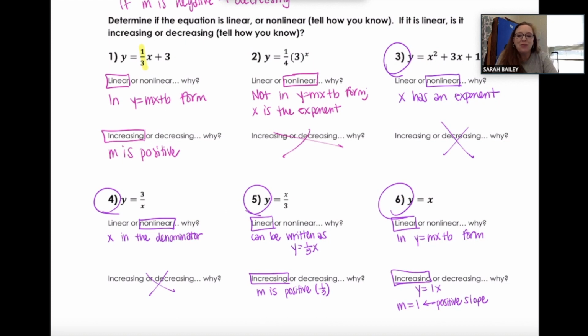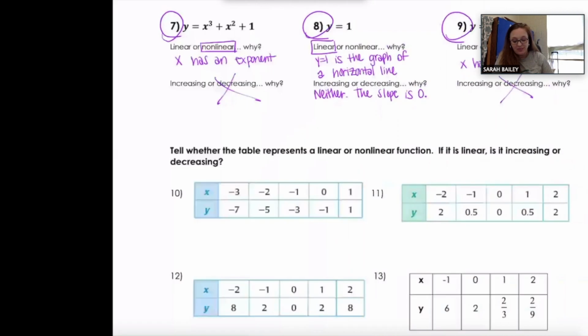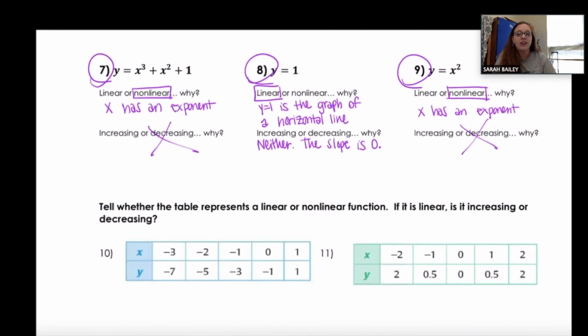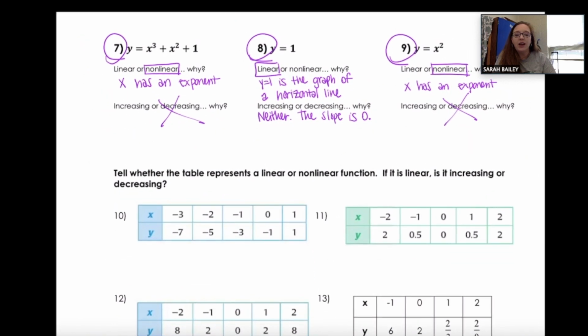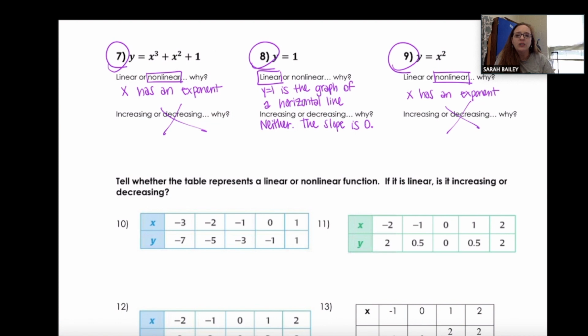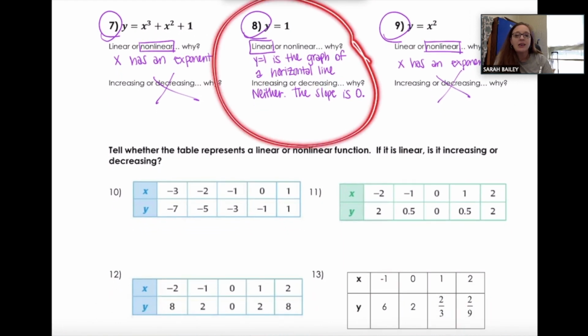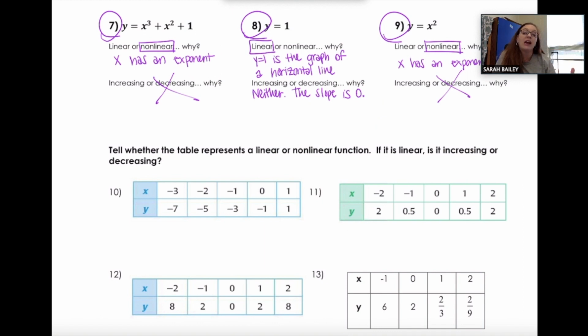Okay, so hopefully you did well with this. You're going to want to pause the video so that you can check your answers. Here are the answers to problems 3 through 6. And then here is 7, 8, and 9. And I want to talk about number 8 really quick. With number 8, it is linear, but it's not going to be increasing or decreasing, because y equals 1 is the graph of a horizontal line, which means we have a slope of 0. So it's neither increasing or decreasing.